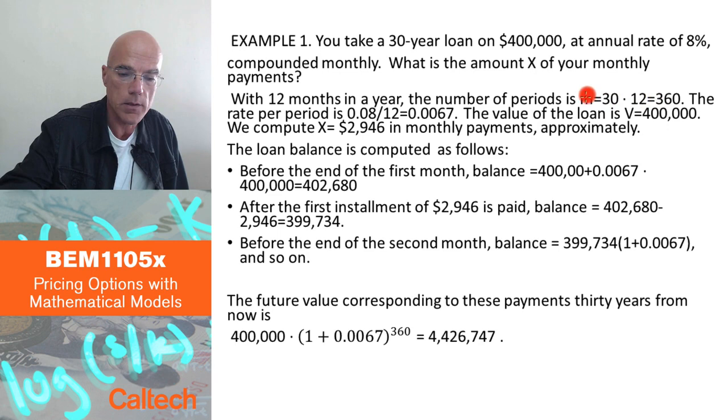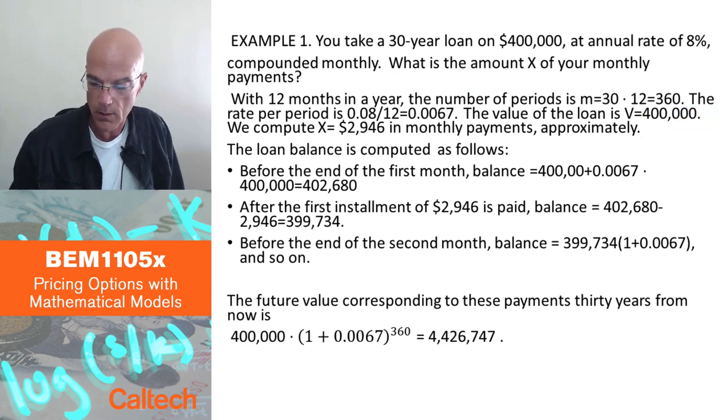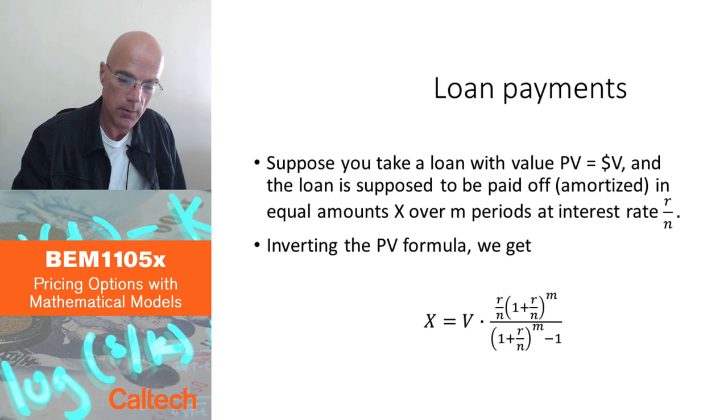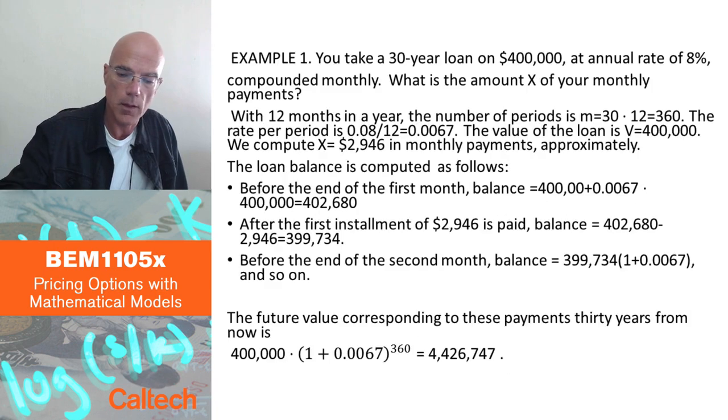And R is 8%, R over n is 8% over 12, which happens to be something like 0.0067, and the value of the loan is 400,000. So I have everything to plug into my previous formula. In this formula, V is 400,000, R is 8% over 12, m is 360. I can compute this. Okay? And if I compute this, if I did my computations right, you get something like about $2,946 each month to be paid. Okay?